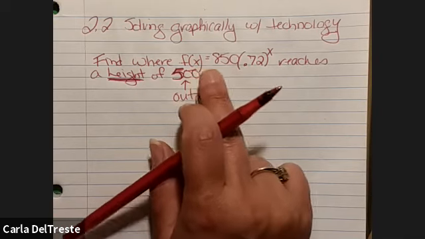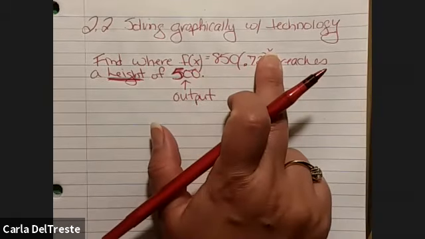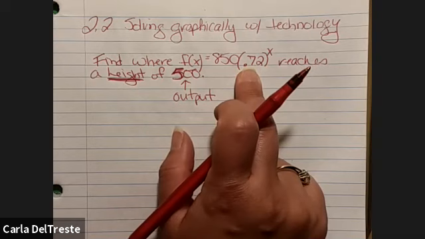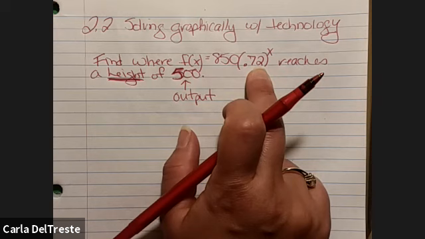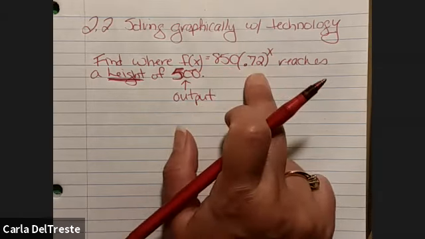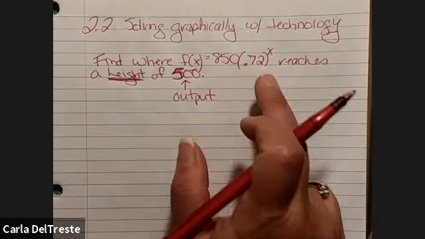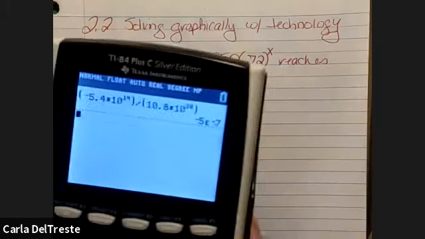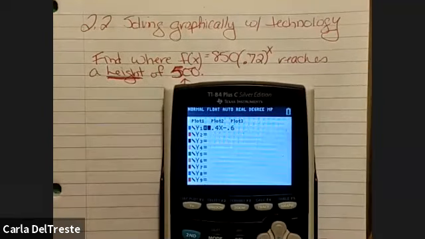I'm anticipating an exponential graph because it's a b to the x. I'm anticipating that it's going to be decay because the factor is 0.72. And I'm anticipating that the y-intercept is going to be 0, 850. So with that knowledge, I'm going to have to set an appropriate window. So now let's turn to some technology. So we go into our calculator. We go into y equals.